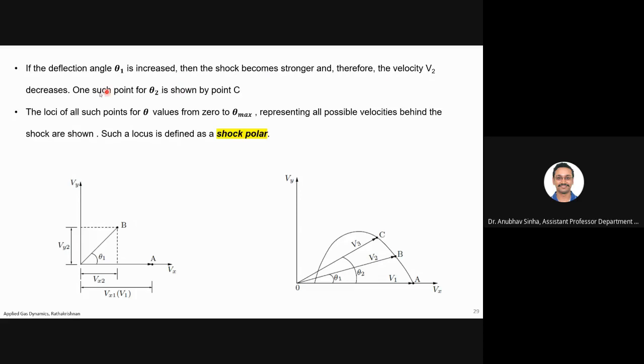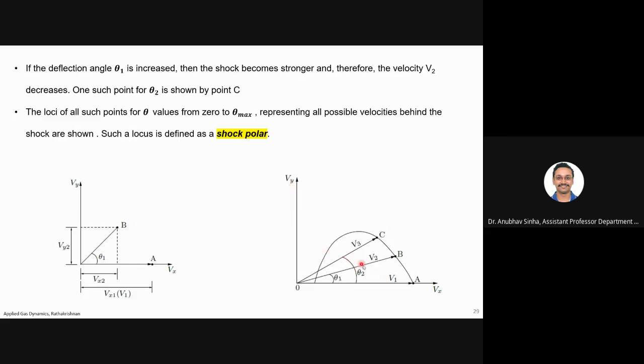So for such a point, let us say I start with theta 1. If I increase it to theta 2, I get a resultant velocity vector at C. If you measure, you can see that the length of vector C will be less than that of B. And this is the theta that it is.